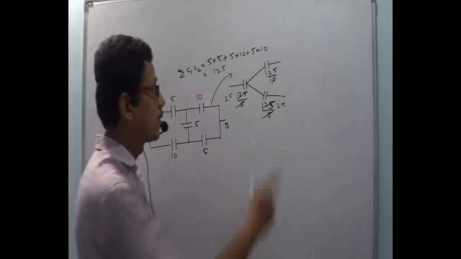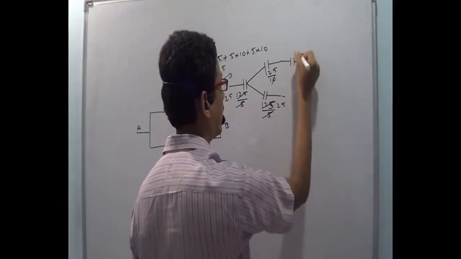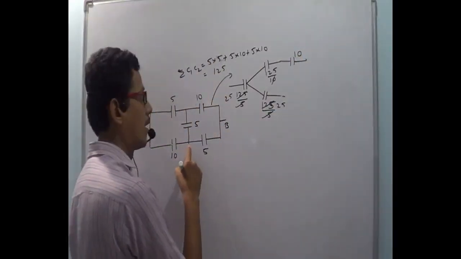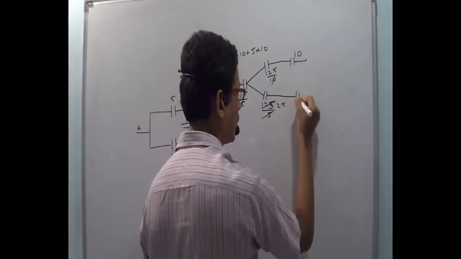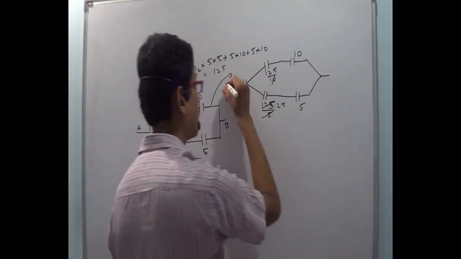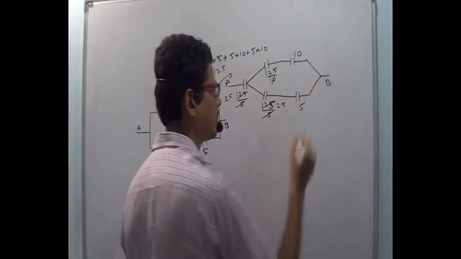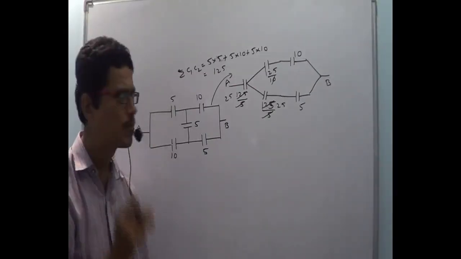Now this 12.5 we have to attach to the 10, and similarly the 25 we have to attach to the 5. So now this is the point A and this is point B. Now everything is series parallel.